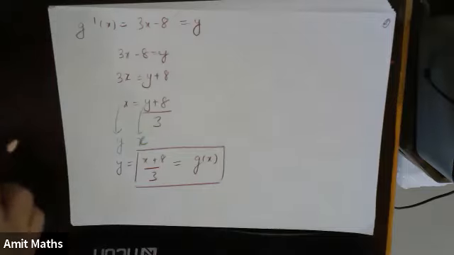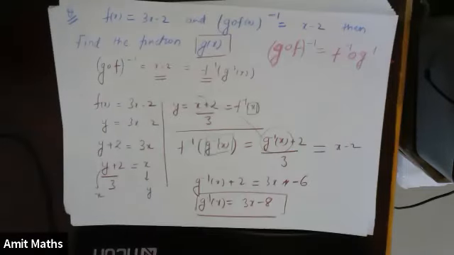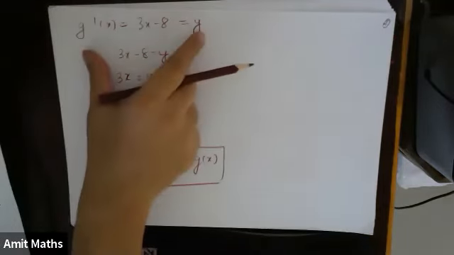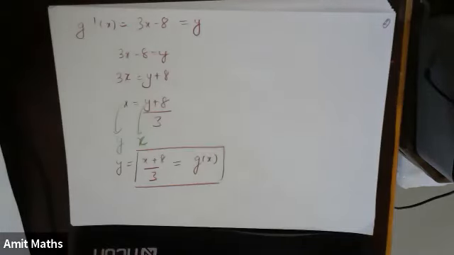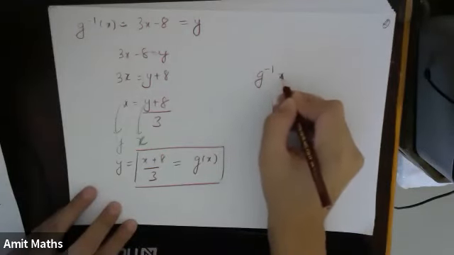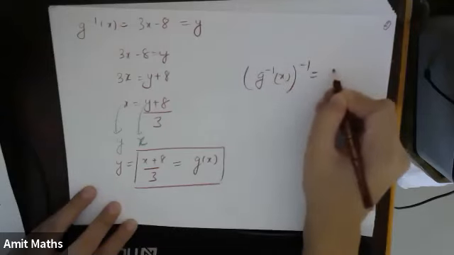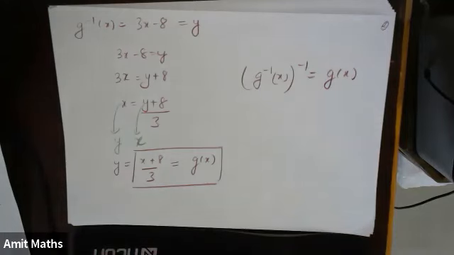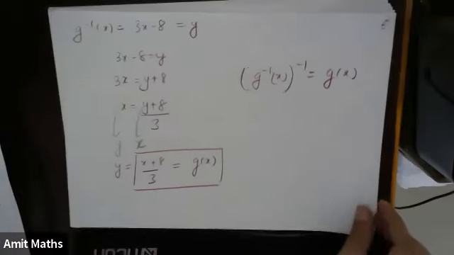Okay, just check this one. This was the original question. First you check this. Already you have checked. Fine. And then after this, the last part. This was the last part. And then we have just simply found the inverse of g inverse of x. So inverse of g inverse of x will be nothing but g of x. Understood? Fine.